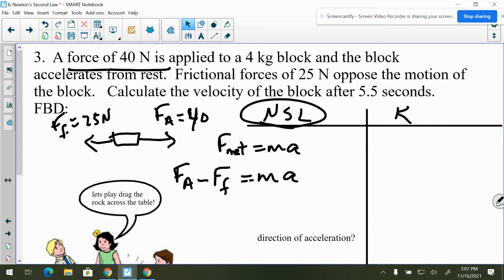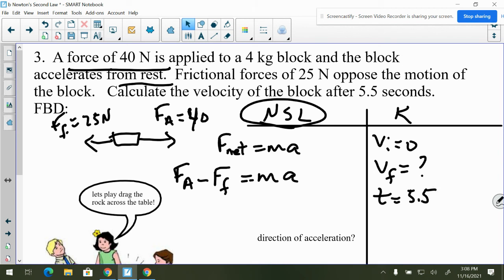Okay. And we have all these values except for a. We have the Fa, we have Ff, and we have m, so we can find a. In kinematics, if you look over here, it says the block starts from rest. Well, that sounds like Vi equals 0. And it says calculate the final velocity of the block. Well, I want to know Vf. And they told me the time that the block was dragged was 5.5 seconds. Now remember, in order to use kinematics, we have to have a. a is the only variable in all the kinematic equations. Well, the nice thing is now I can find a.